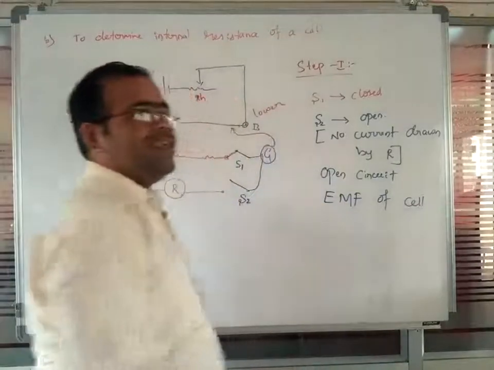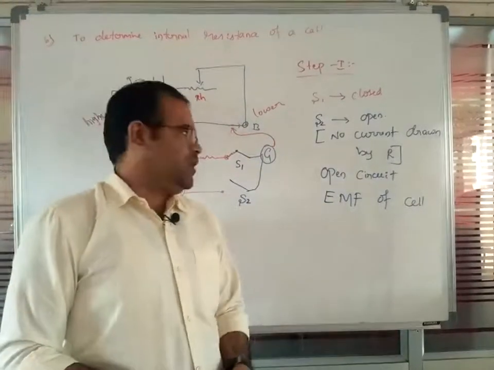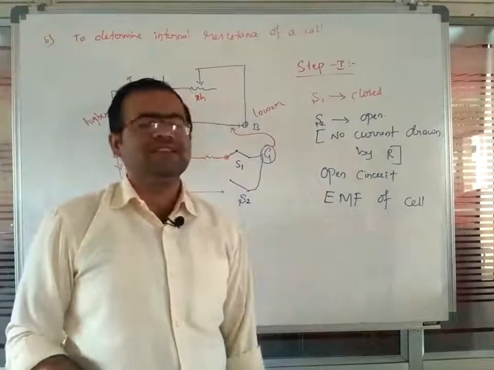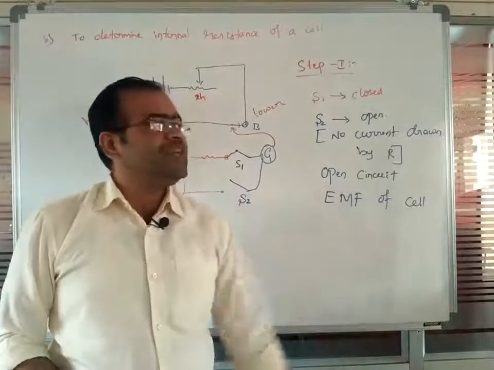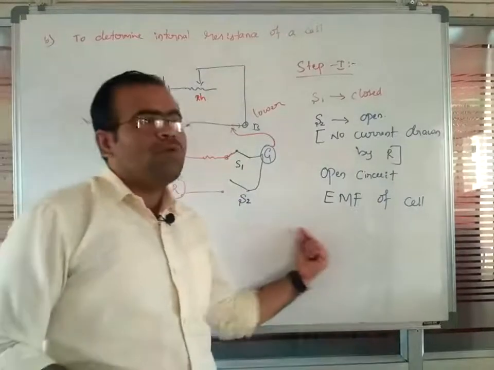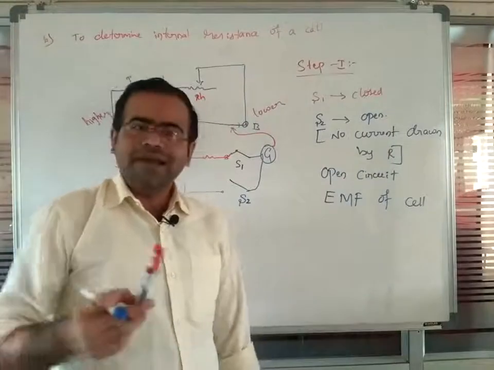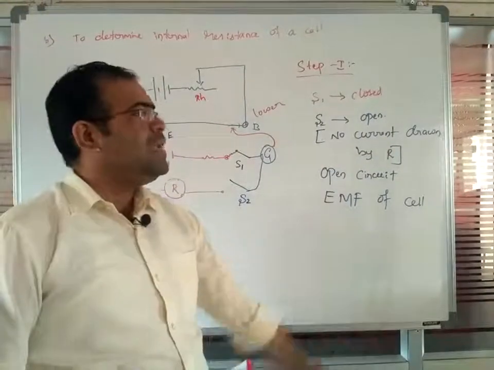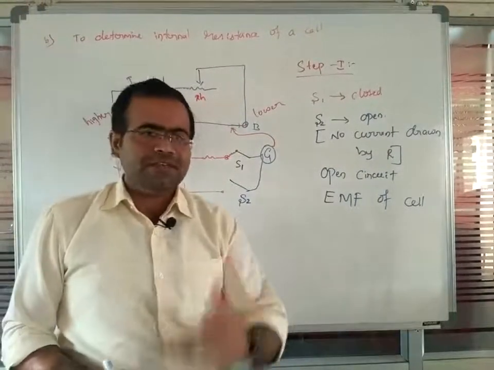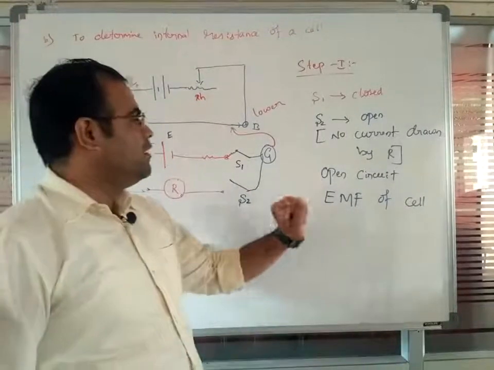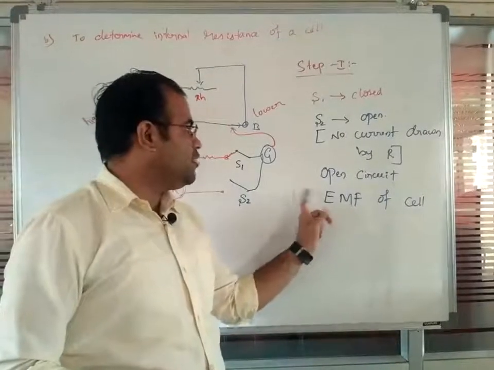So that also we discussed in the previous section only. So what is the meaning of EMF of a cell? What is the terminal potential difference when this EMF of a cell exists here? What are the conditions for this EMF of a cell? Everything we discussed in the previous sections only. So I'll just glance once over this one.